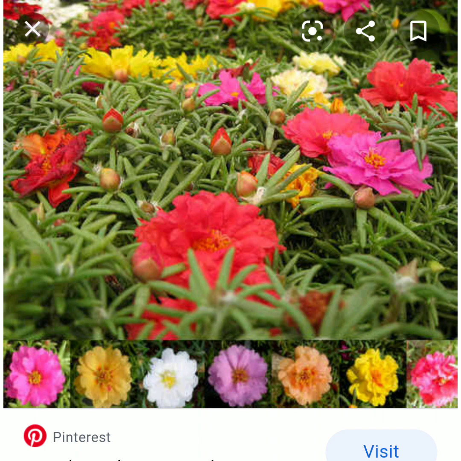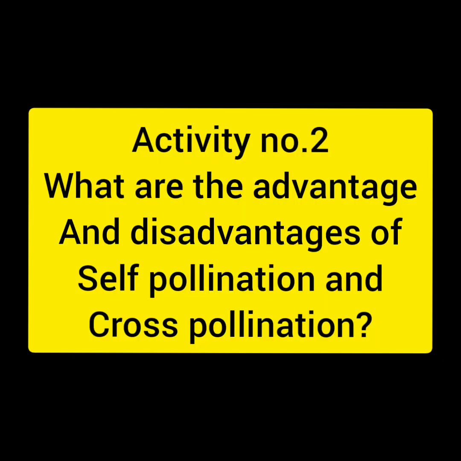Let's write it. Okay, activity number 2. The first question, what are the advantages and disadvantages of self-pollination and cross-pollination?